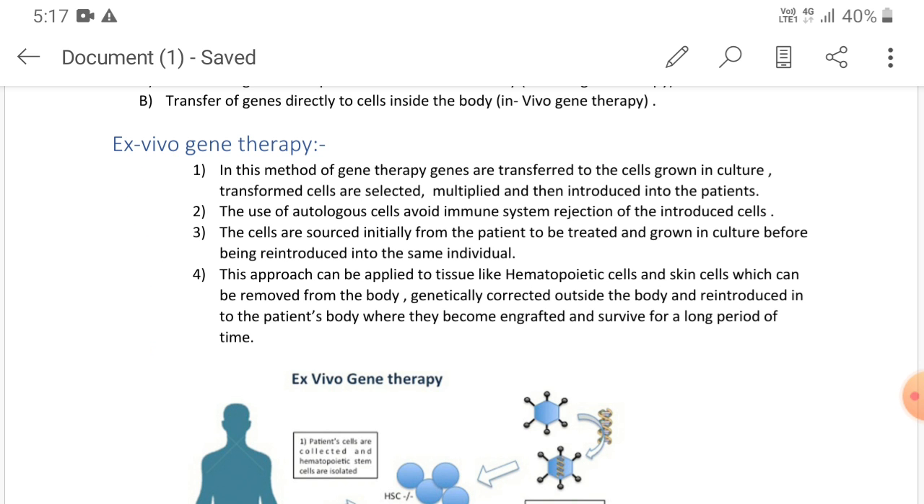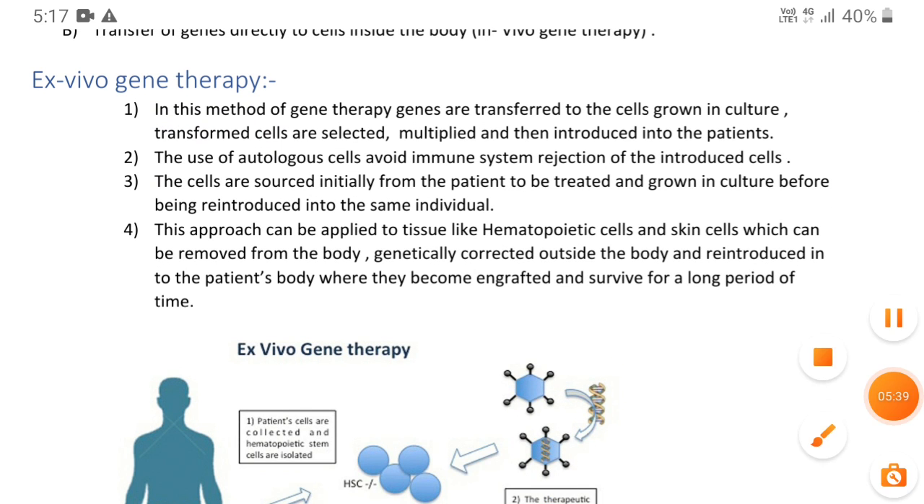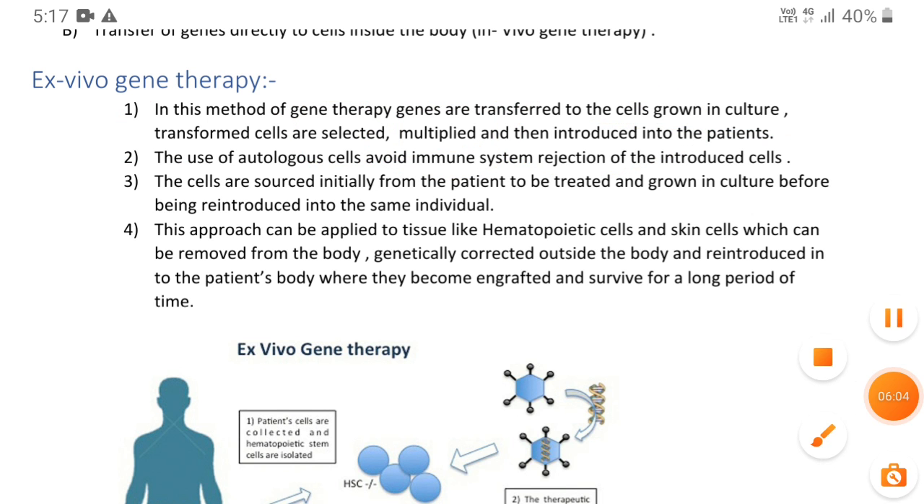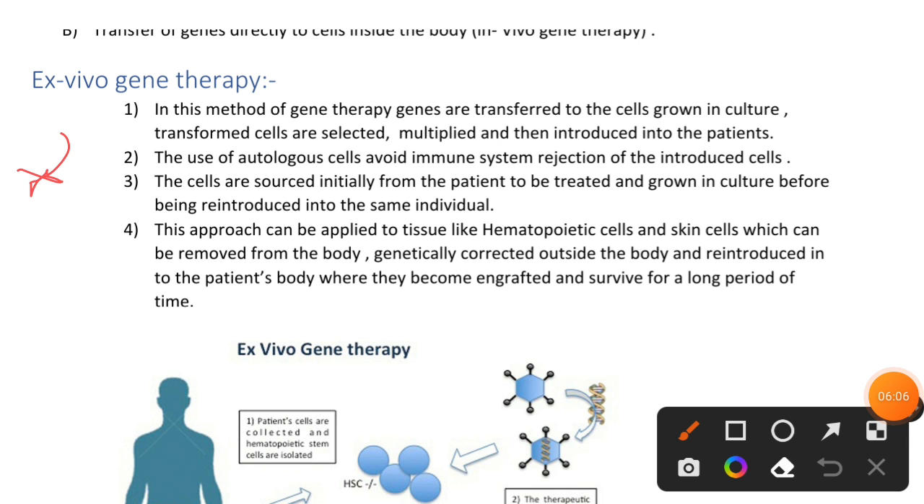Here I have mentioned all the four important points that I have explained diagrammatically. In this method of gene therapy, genes are transferred to the cells grown in culture, and then transformed cells are selected. We have to select them with an appropriate antibiotic or anything else that we have incorporated for selection. Then we have to multiply only those selected cells and then introduce them into the patient. The use of autologous cells is very important to avoid immune rejection, as I have told you.